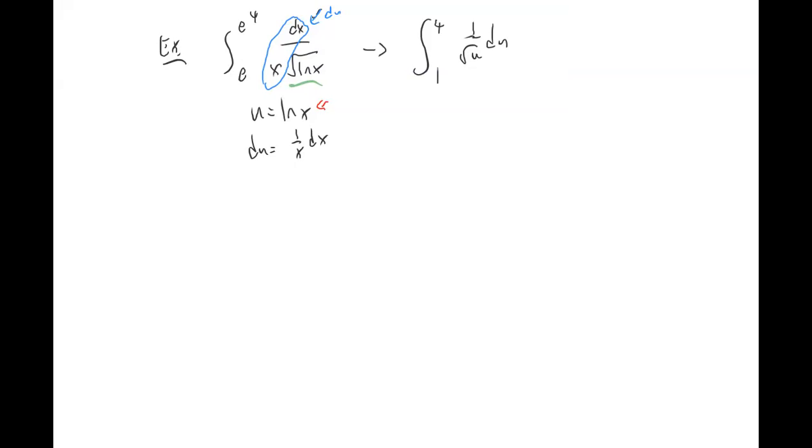Okay. So then in this case, this is just the integral from 1 to 4 of u to the negative 1/2. And then you just use power rule. I think you get this, right? And then square root of 4 is 2. So 2 times 2 minus 2 times 1, right? I mean, 1 to any power is 1. So the answer is 2.